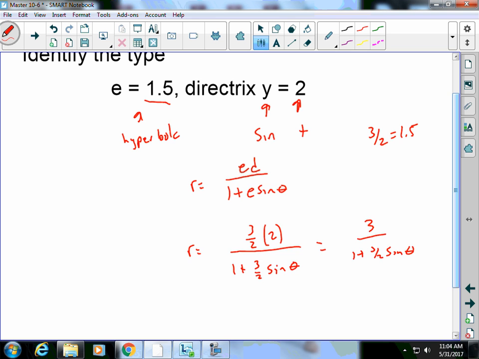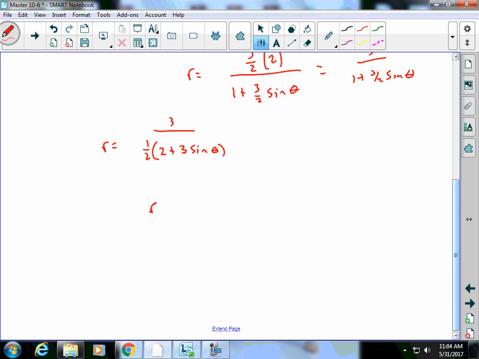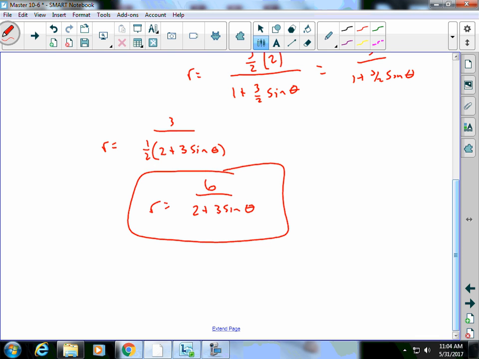But we don't want to deal with fractions. So I say r is equal to 3 over. I could pull a half out. If I pull a half out, I get 2 plus 3 sine theta. I'm going to put that half in the top, making it a 6 in the numerator. 2 plus 3 sine theta. That's the final answer. There are no fractions. There are no decimals. This is how I would expect you to answer the problems on the test.